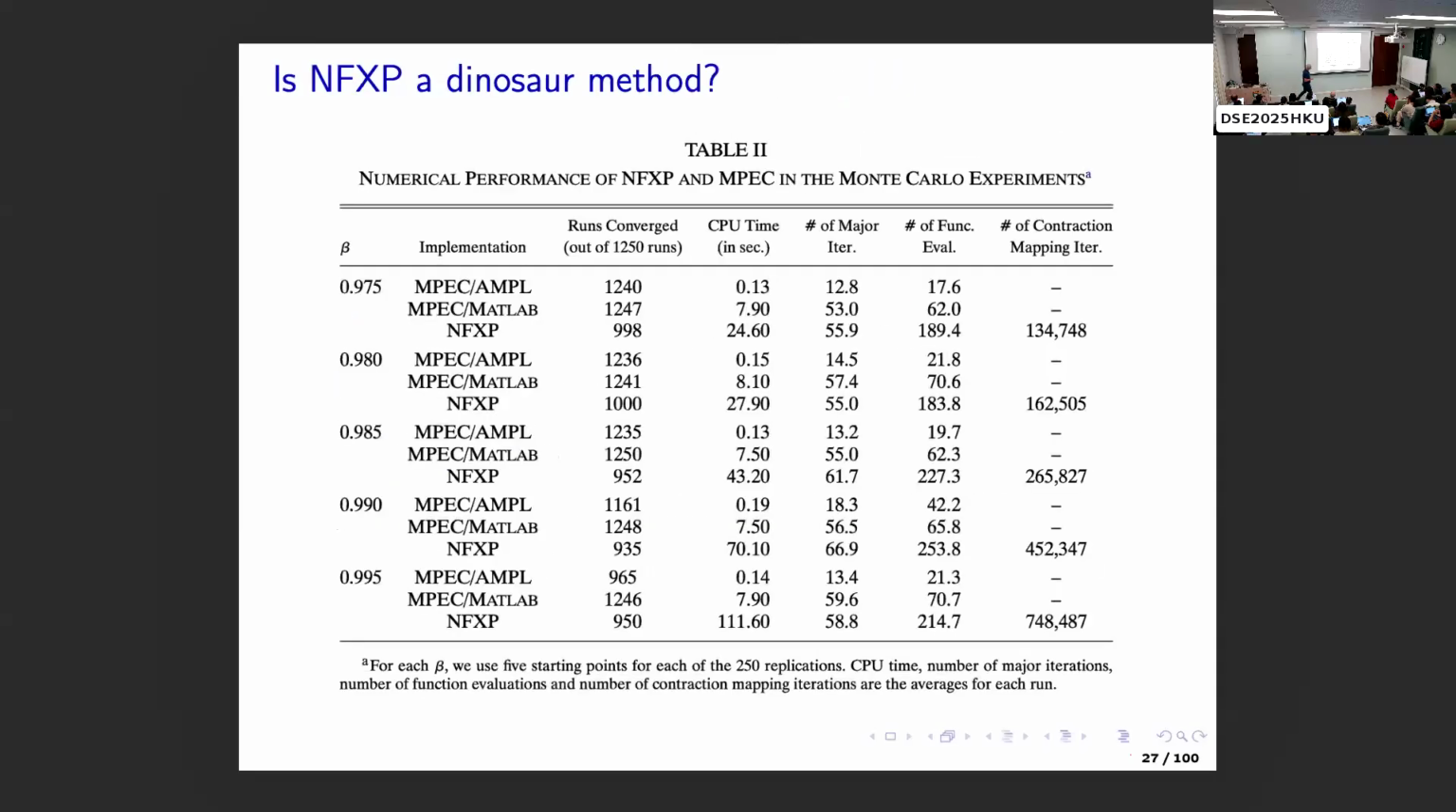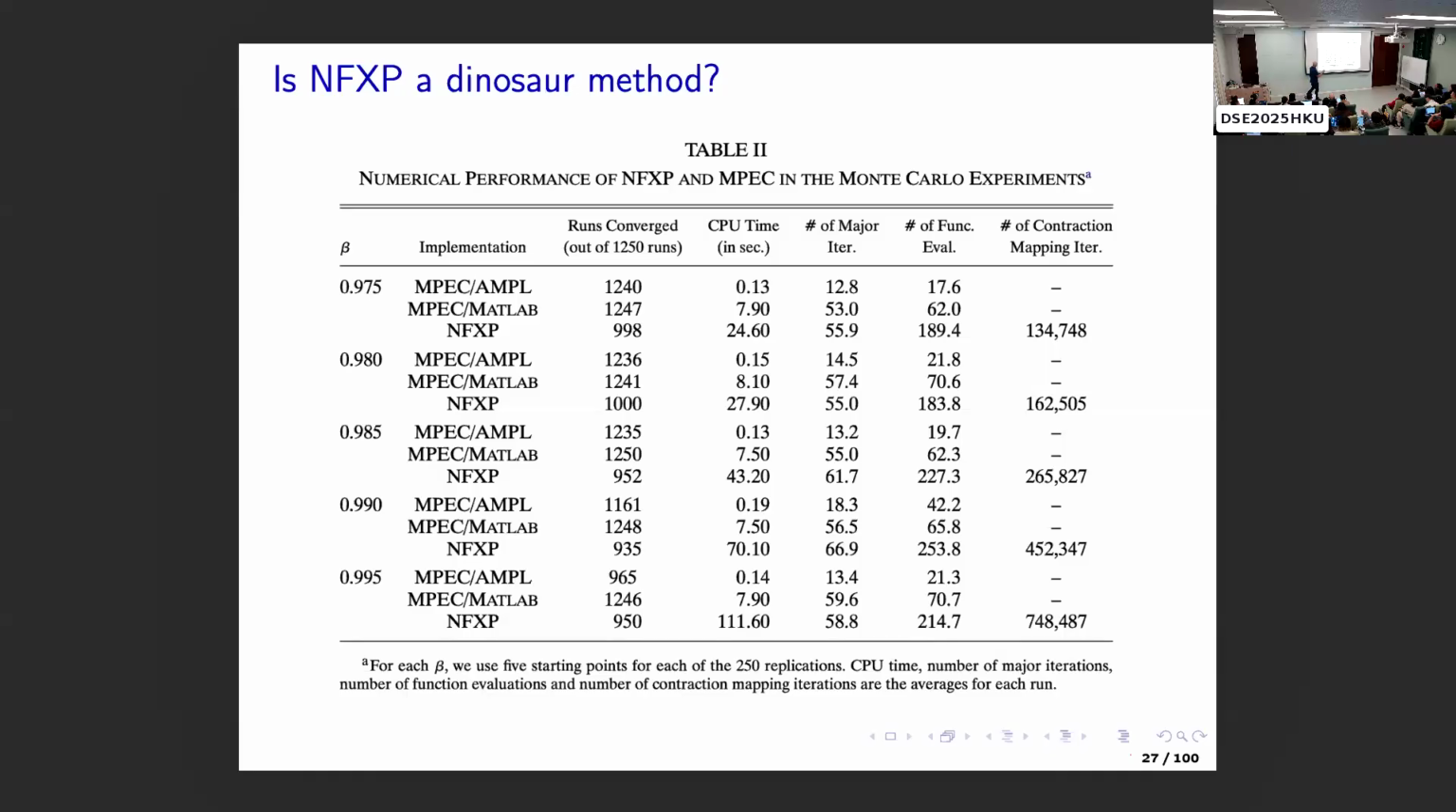Okay, so here are the results. So what are we going to do? Is NFXP like a dinosaur now? So we're going to compare MPEC in two different versions. This is the best one because it uses second order derivatives. So just focus on that one. And then we're going to compare to NFXP. And so we're going to do 5 runs with different starting values for each of these 250 Monte Carlo replications and count how many times it worked.